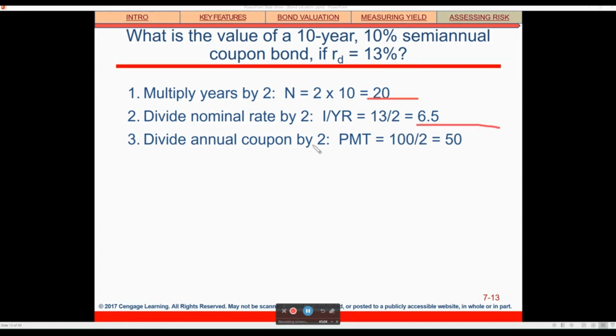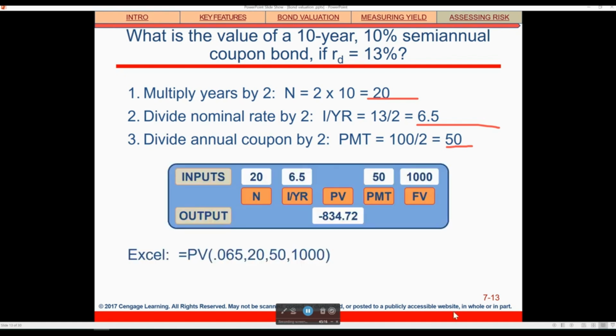So then you're going to now input number of periods 20, interest rate 6.5, and payment 50. Remember, you do not change your future value, so your future value will still be the same. So then what do you do if you're using a calculator? Number of periods 20, interest 6.5%, payment 50, future value 1000. You press compute and it's going to give you the present value.